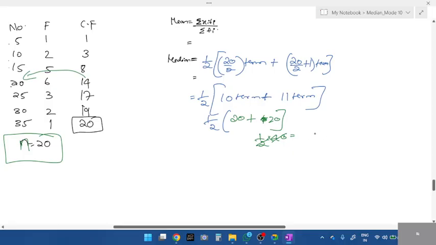What's the value? Median is... And what is mode? For mode, we don't need cumulative frequency. Just check the frequency. Which one has more number?